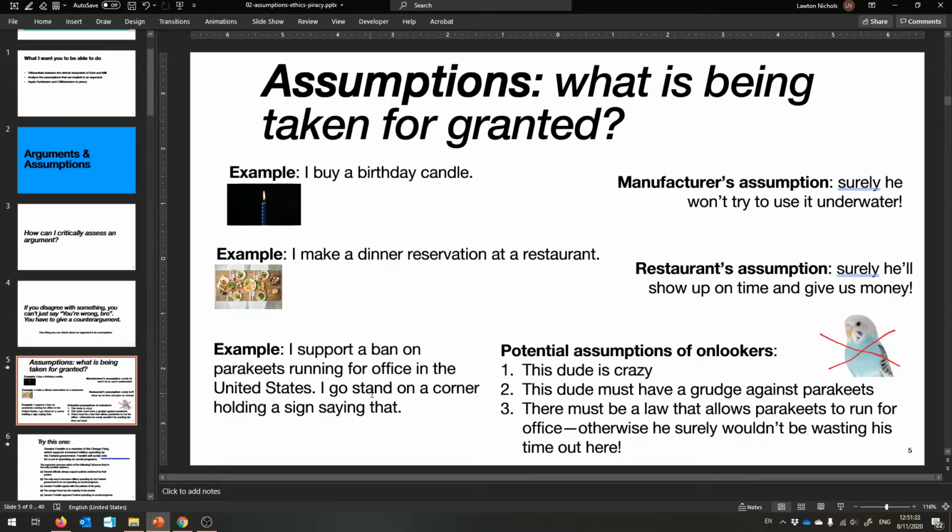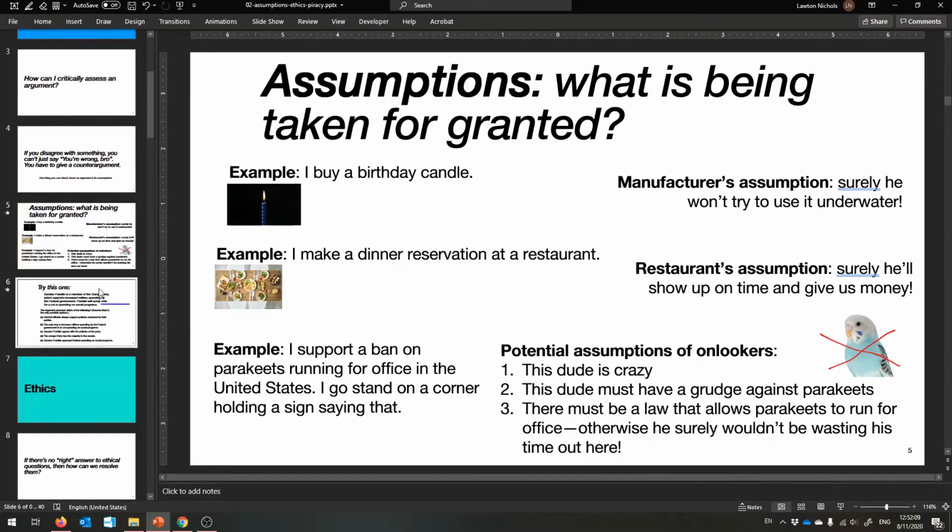Something like that. So if you're an onlooker watching me, perhaps you will assume that I am insane, or I just got burned once by a parakeet, or, if you do not doubt my sanity, one reasonable assumption that you might make is maybe there's a law somewhere that is old and should be changed that doesn't disallow non-humans to run for office. Otherwise, why would this dude be out on the corner? Okay, so a few different examples of assumptions, and so now it's your turn.